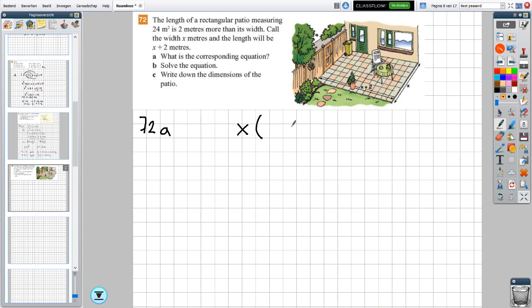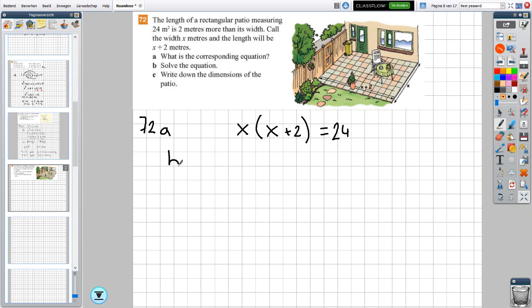So I would write like this, x times (x plus 2) equals 24. Length times width equals the area. So this is your corresponding equation. Why is this so useful in this case? Well, I can now calculate x, and if I know x, I can now find what actually the length and the width of this patio are in meters.